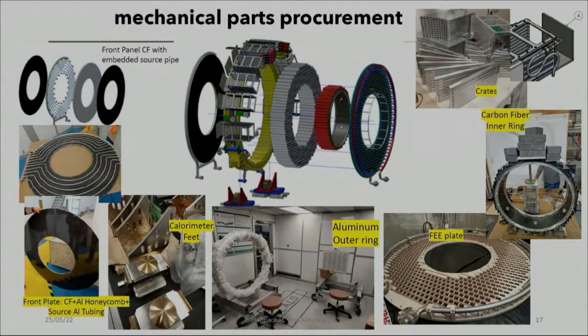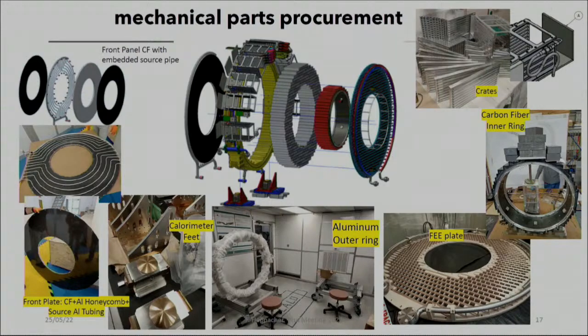So where we are, this is the mechanical parts procurement. We have almost all of the parts, apart from this sandwich that is made of carbon fiber and aluminum honeycomb, that is like a pillow where the source pipes are embedded, that is being built as we speak. I mean, we think of getting it by the end of the month. So we have produced all the feet. We need to assemble them.